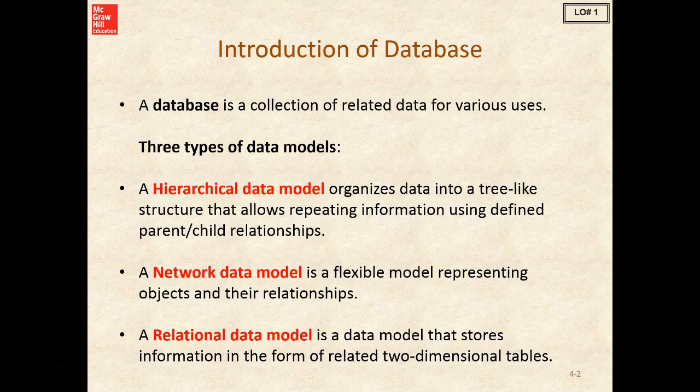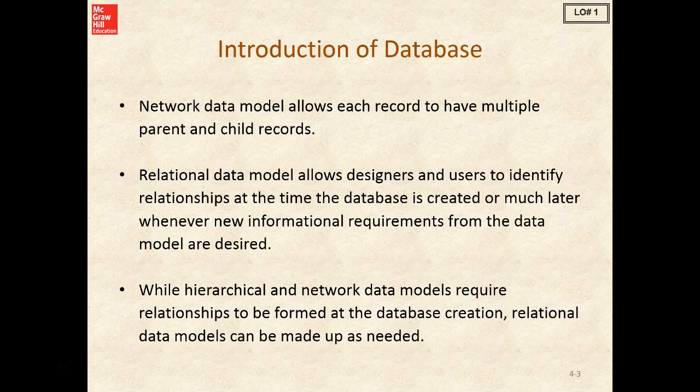So we have three types of data models. The hierarchical data model organizes data into a tree-like structure that allows repeating information using defined parent-child relationships. We have a network data model, a flexible model representing objects and their relationships. And then we have a relational data model, which is what we'll narrow down on, a data model that stores information in the form of related two-dimensional tables.